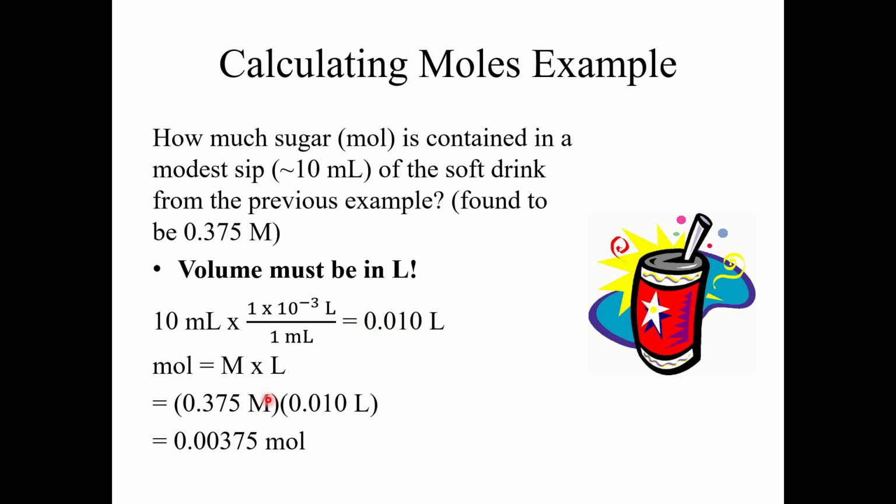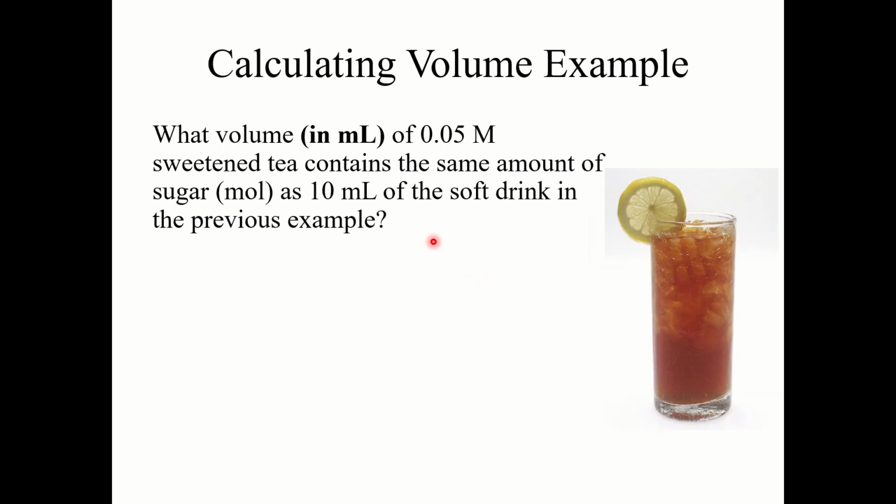Now we're solving for moles here. So to solve for moles, moles is equal to the concentration in molarity multiplied by the volume in liters. So this would be 0.375 molar multiplied by 0.010 liters. And so we get 0.00375 moles. So there are 0.00375 moles of sugar in a 10 milliliter sip of that soft drink. All right, one more example.